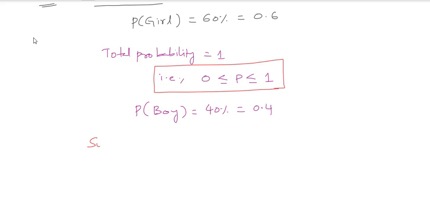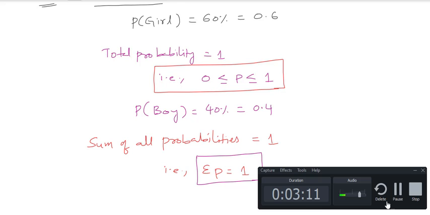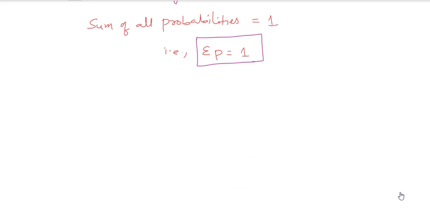And one more thing, the sum of all the probabilities is equivalent to 1, that is, summation P is equal to 1. So these are the initial points you have to consider. While solving a problem on the probability concept, first you have to check whether the given probabilities sum to 1 or not. Then only you apply the problems based upon that.